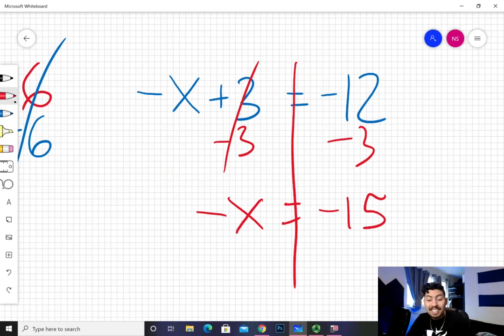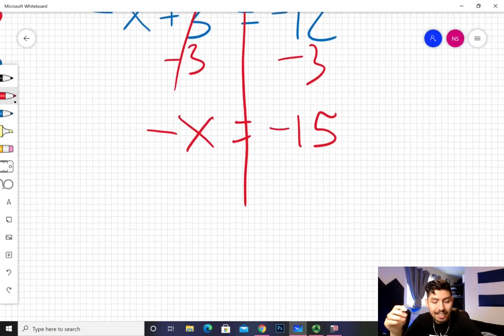But we are not done in this specific example, because the rule that you must always take from this is you are never done unless the variable that you're looking for, in this case x, is positive. In this case, there's a negative x, right? Specifically a -1x, because there's always a little invisible 1 there. Am I correct? So you are never done if your variable has a negative.